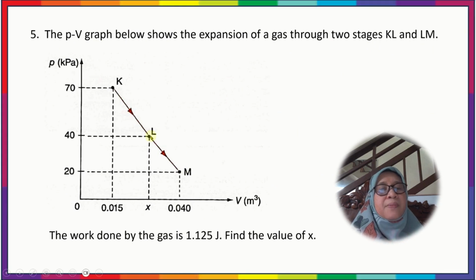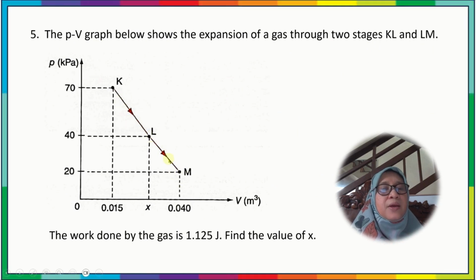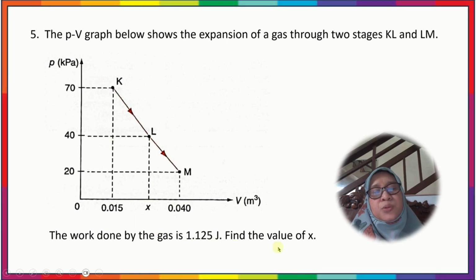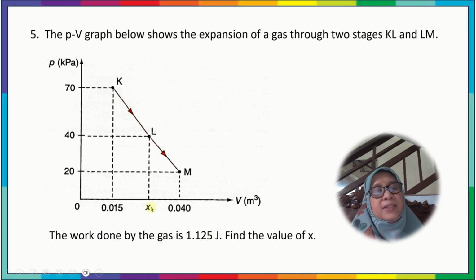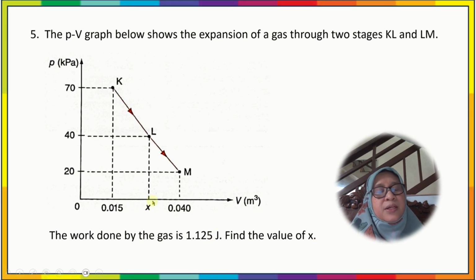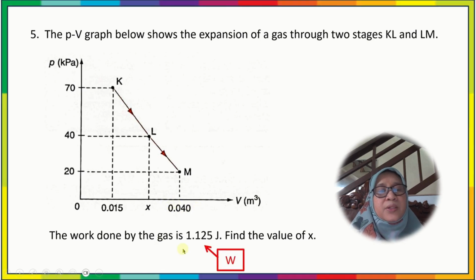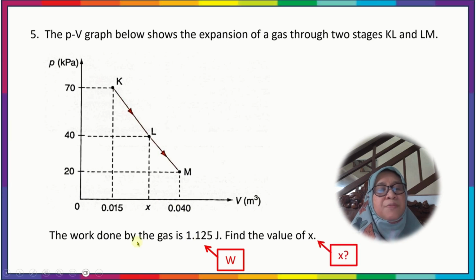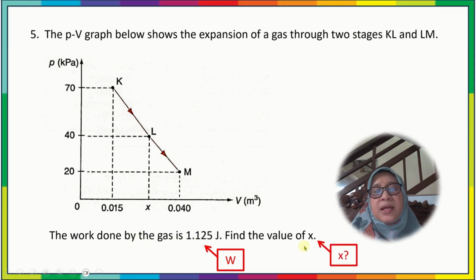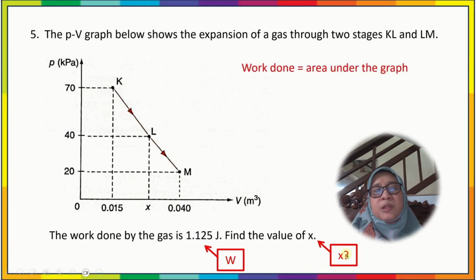So look at the arrow given here. The work done by the gas is 1.125 joule. Find the value of X. X is not given from the reading on the X-axis here. The work done by the gas, so the work here is positive because it is done by the gas. And the value X is what we're going to find.